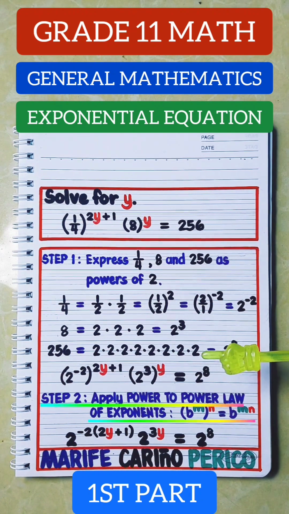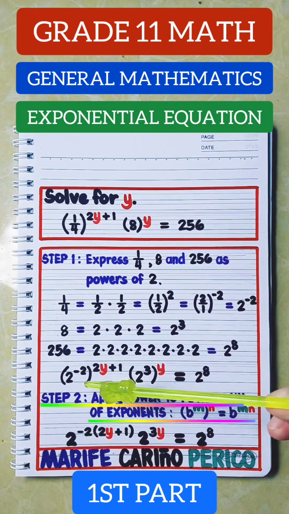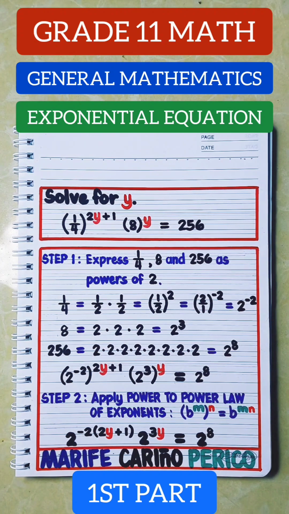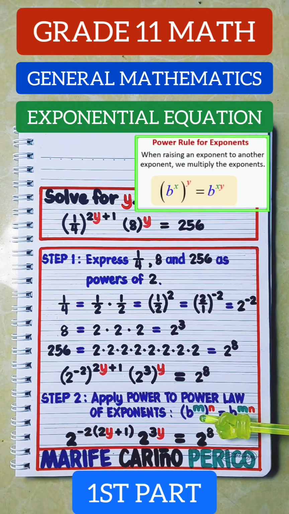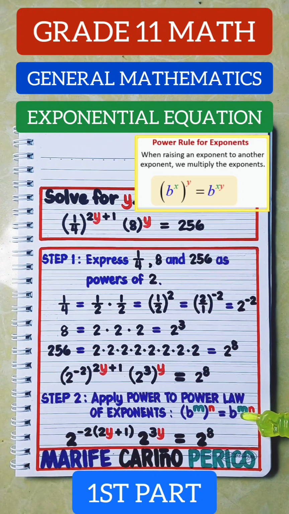The next step is application of the power-to-power law of exponents on the left side of the equation. Based on this law, if we have a power raised to an exponent, keep the base, then multiply the exponents.